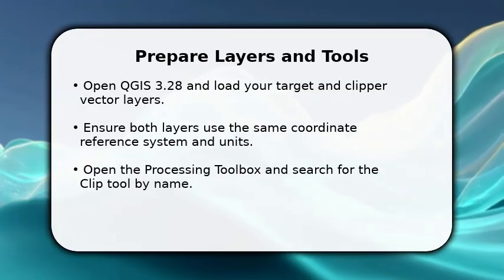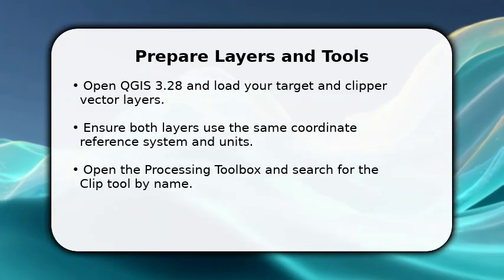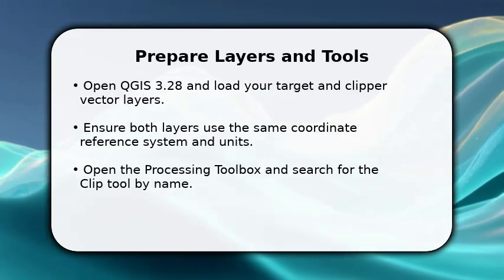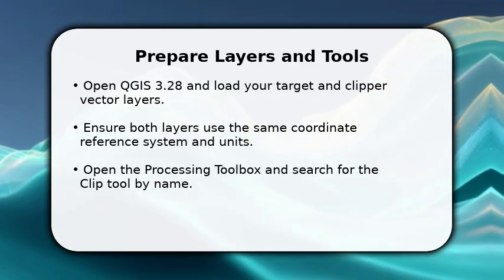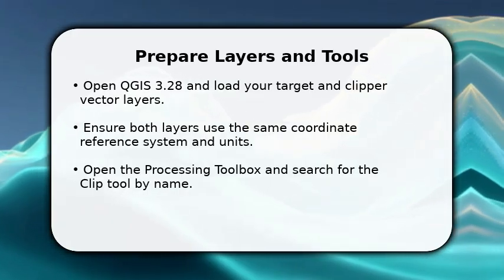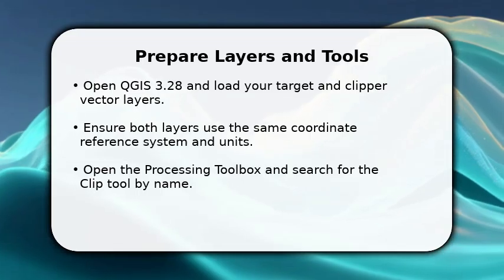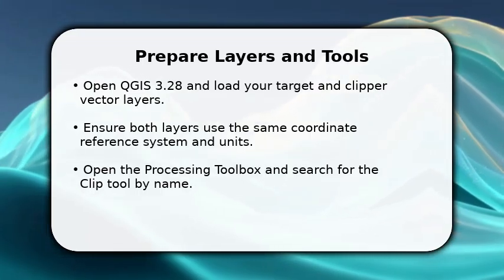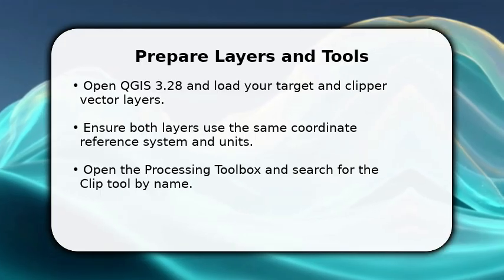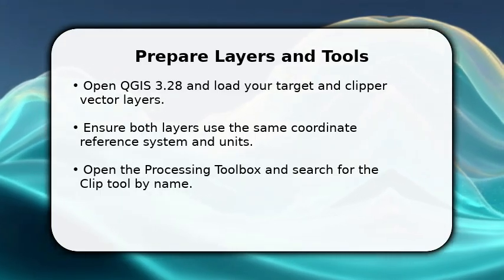Open QGIS 3.28 and load your target and clipper vector layers. Ensure both layers use the same coordinate reference system and units. If needed, right-click a layer and choose Export then Save Features as. Set the format to GeoPackage for compact, reliable storage and click OK.